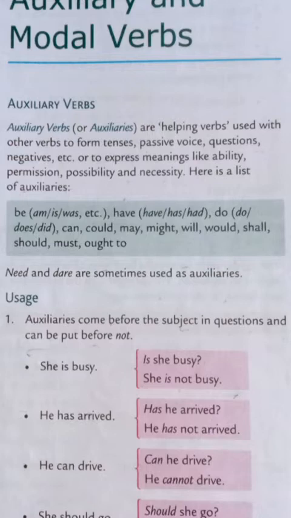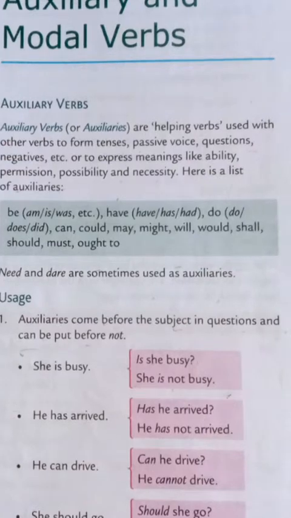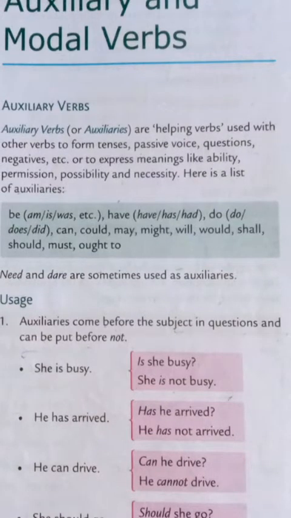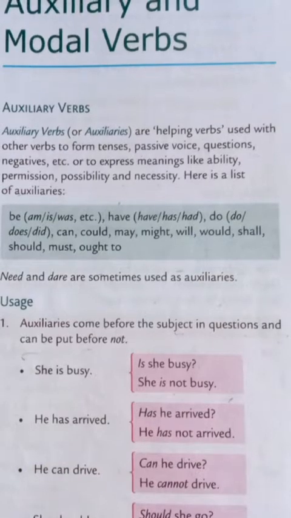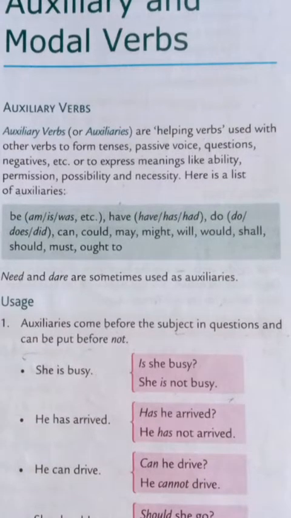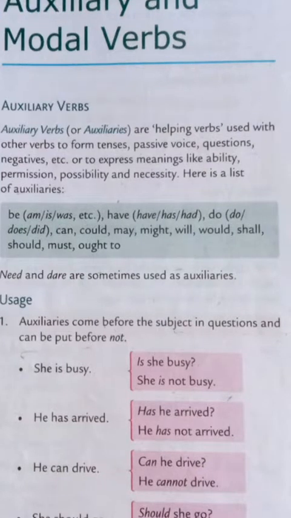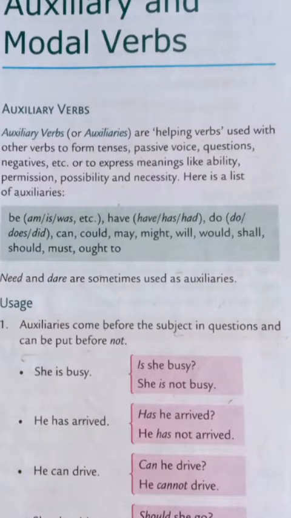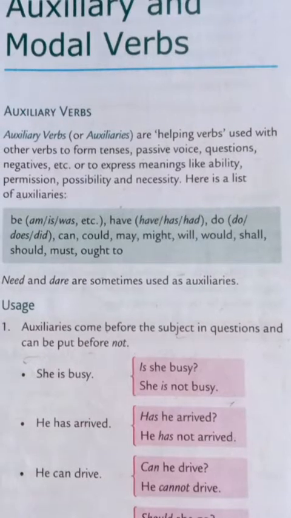Here is a list of auxiliaries. Be: am, is, was. Have: have, has, had. Do, does, did. Can, could, may, might, will, would, shall, should, must, ought to. Need and dare are sometimes used as auxiliaries.